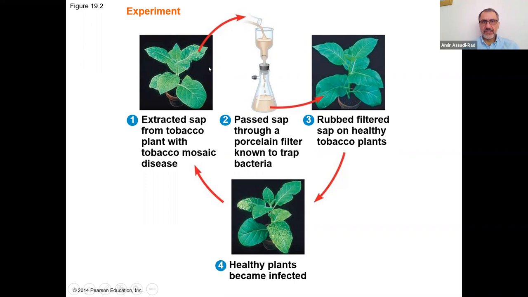This is a healthy plant. And then they were able to pass the sap through porcelain filters known to trap bacteria, but the bacteria remains here. They took the filtrate and dropped it on the leaves, and they said, wow, we became infected. What the heck is going on? It's not bacteria, so what is it? Then they called it a virus.